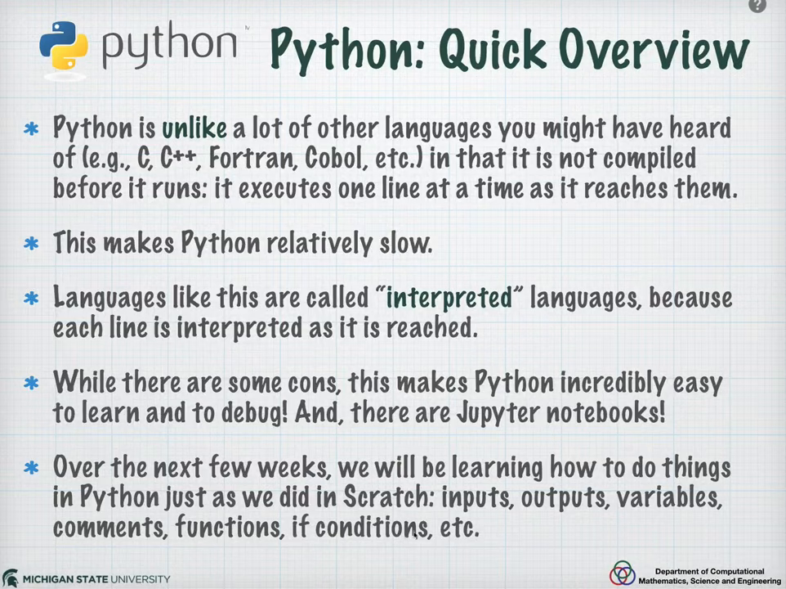And so what we're going to do now over the next few weeks is just the same thing we did in Scratch. We're going to look at how in Python do we get inputs, how do we get outputs, how do we define variables, how do we do comments. I already showed a little bit of that with markdown. How do we do functions, if statements, and so forth. So the same ideas that we learned in Scratch, we're just going to repeat it in Python and become really good Python coders.